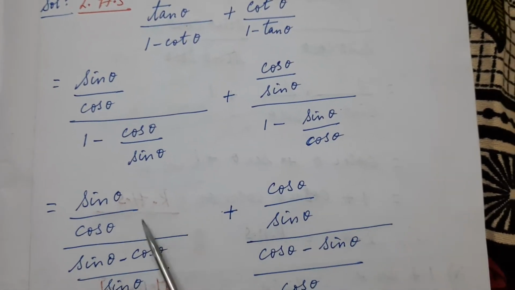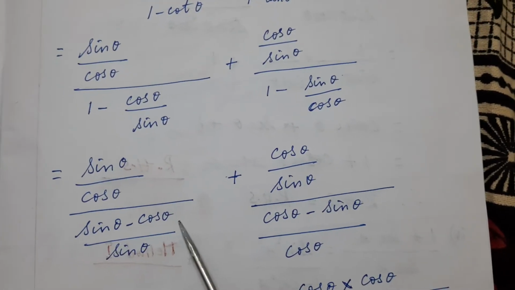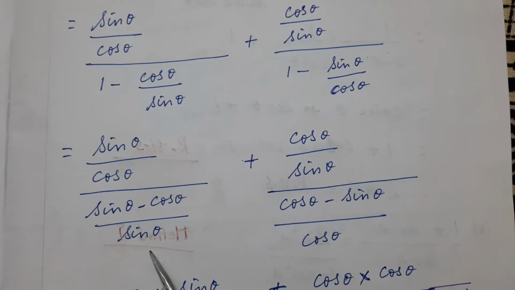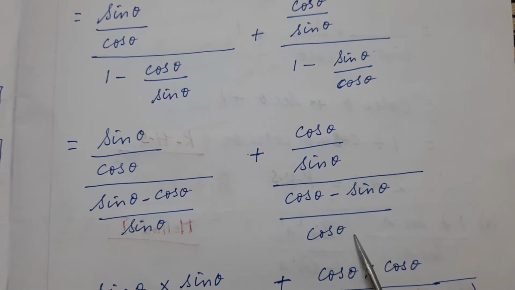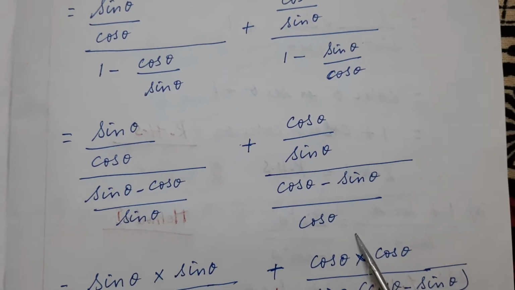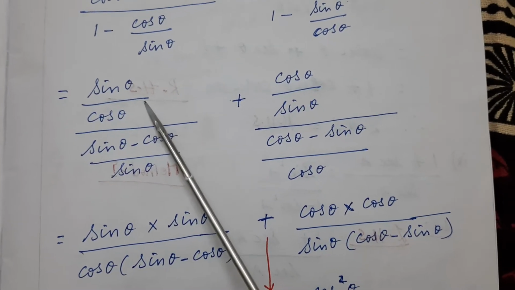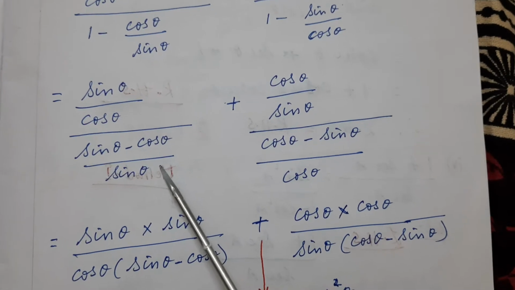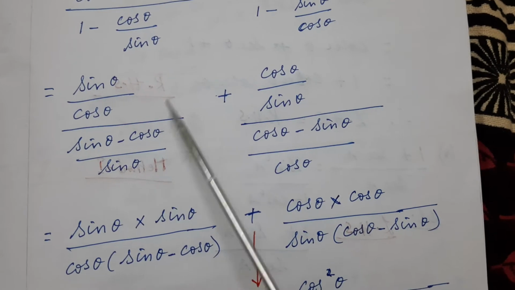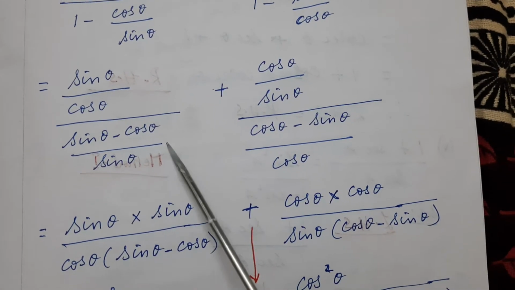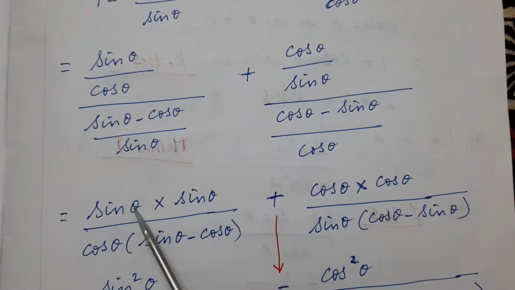Now we get sin theta by cos theta by, I am going to take the LCM here. So it becomes sin theta minus cos theta by sin theta, plus cos theta by sin theta by cos theta minus sin theta by cos theta. Again I am taking LCM here. Whenever you divide a fraction by another one, we find the reciprocal of that. Same way here, sin theta by cos theta divided by this becomes into sin theta by sin theta minus cos theta. Same thing here also.